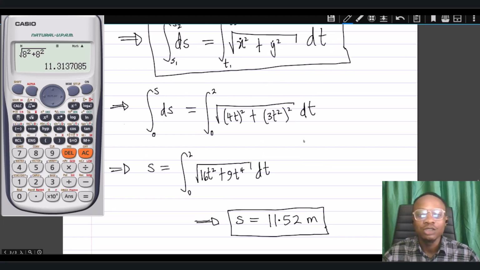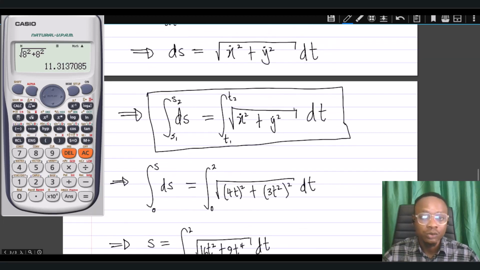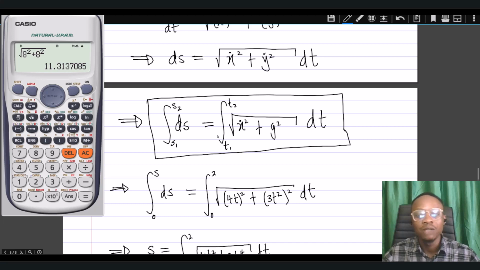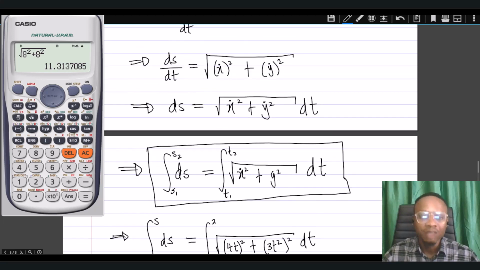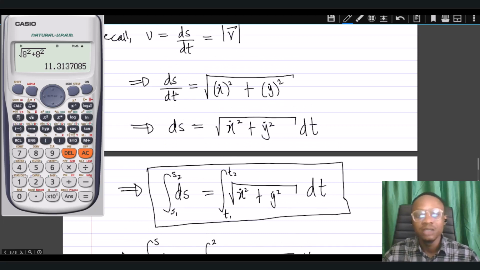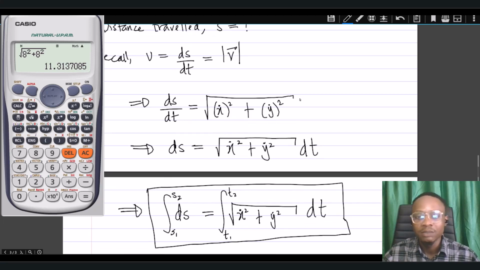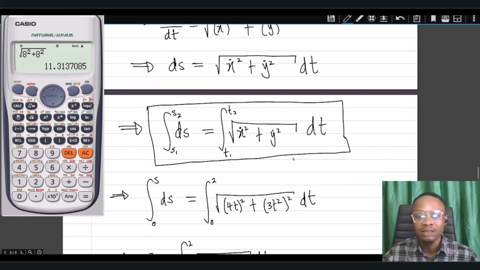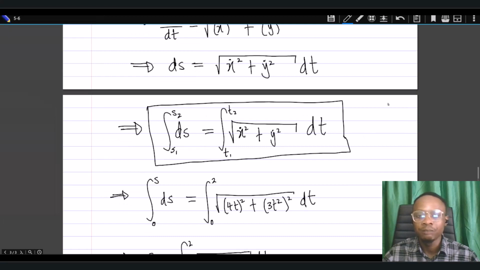Just know that this is the process to go through when you have to get the total distance traveled along a curved trajectory. Take advantage of the fact that speed, which is ds/dt, the derivative of the distance traveled with respect to time, is given by the magnitude of velocity. So if we know the expression for the velocity, then we can get this by this integration. Okay, so that is that about that.